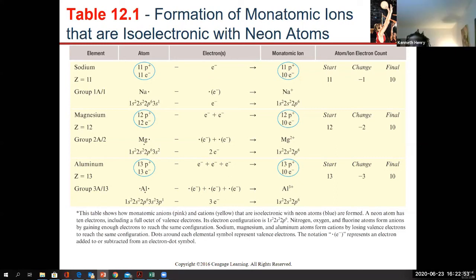And you see how we draw the Lewis dot structure here? Oh, man, I'm having trouble with my mouse. There you go.